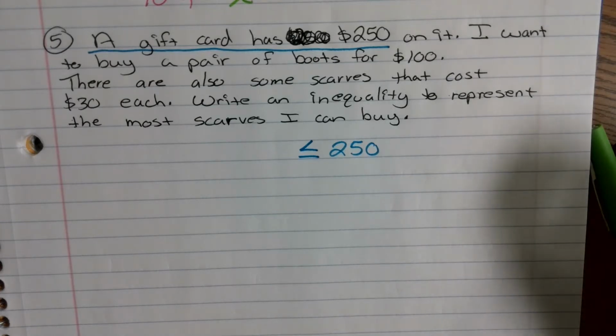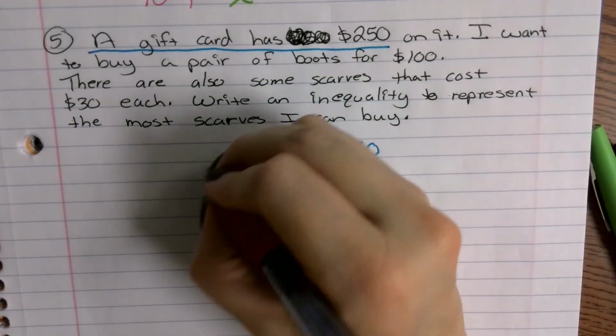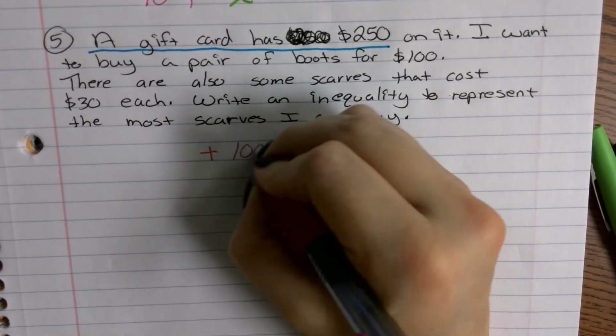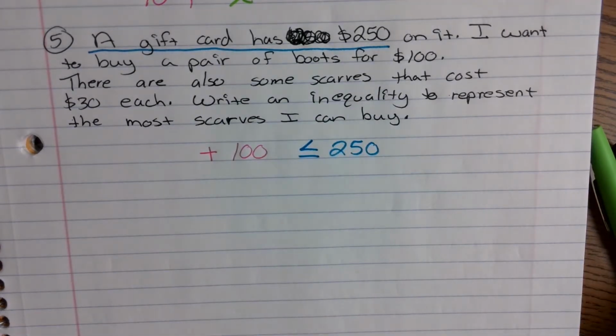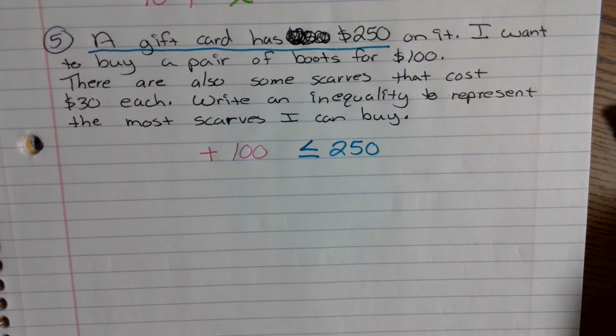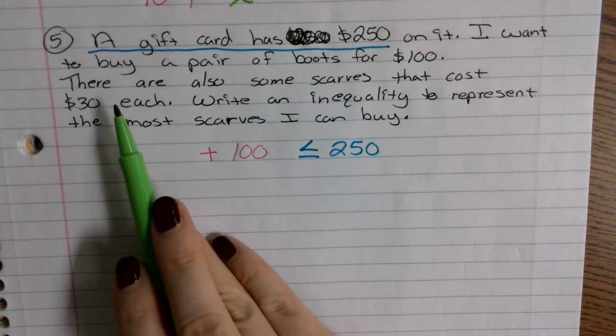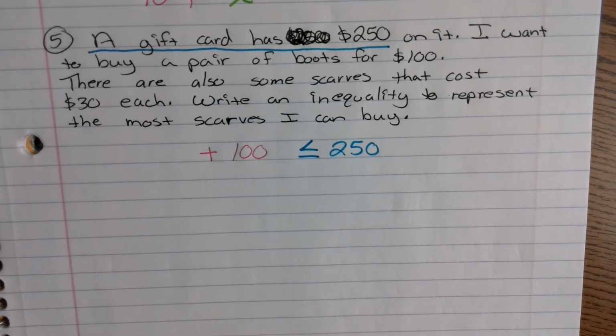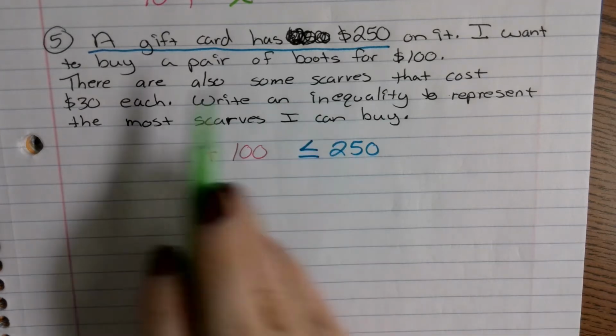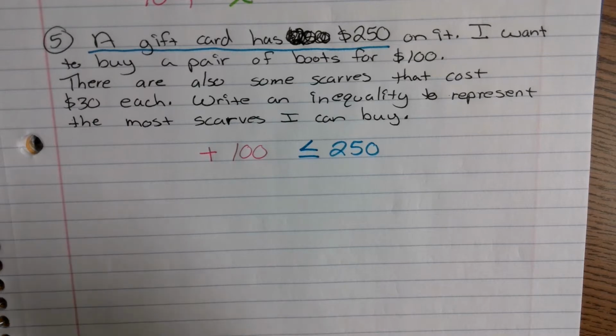What's the one-time purchase? Jasmine? The boots. The boots are a one-time purchase of spending $100, guys. And then we've got the $30 each for the scarves. And I want to know how many scarves I can buy. So am I looking for more than one scarf? Yeah. If I want to know how many I can buy, that means I'm looking for more than one.